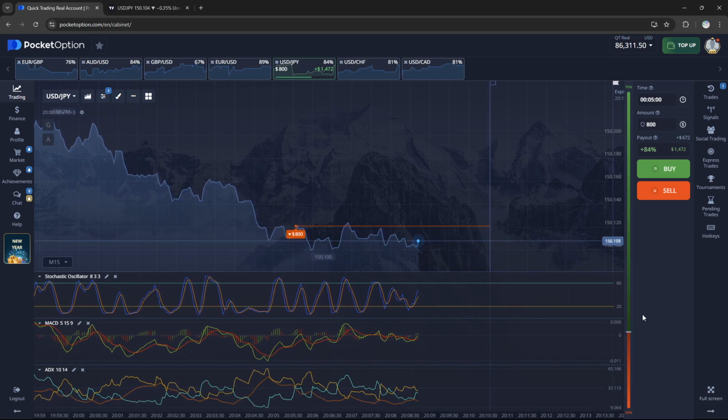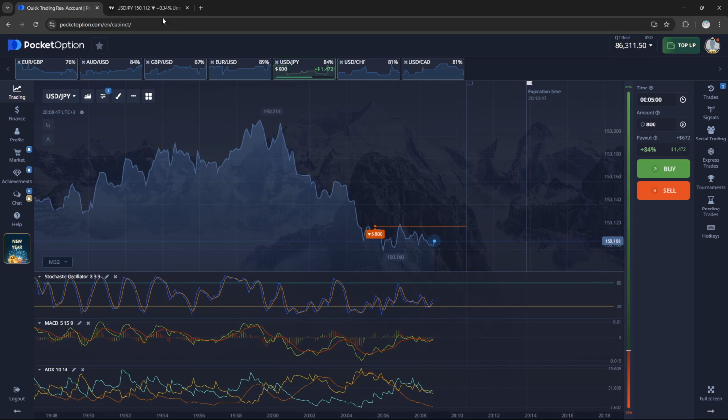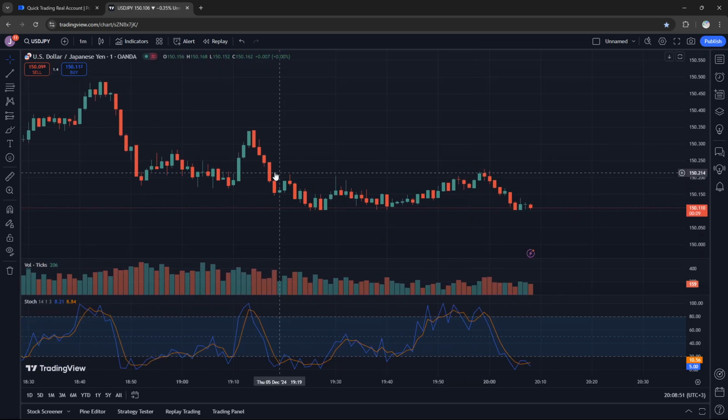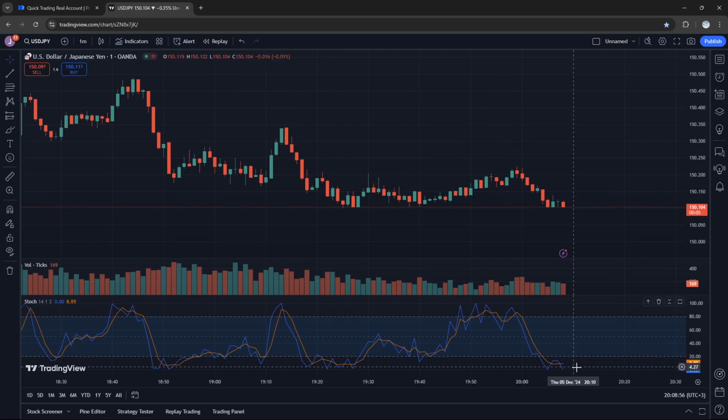I rarely use the stochastic on its own. Pairing it with other indicators has made it far more reliable. Let's start with MACD. If the stochastic signals a sell and the MACD crosses bearish, it's game on. Next, moving averages. They help me gauge the trend.